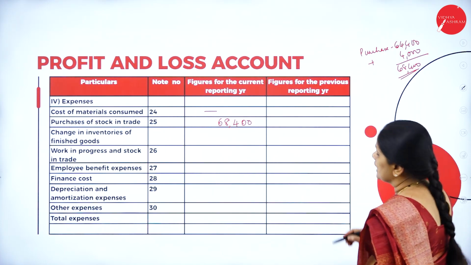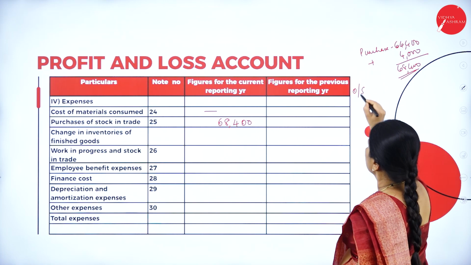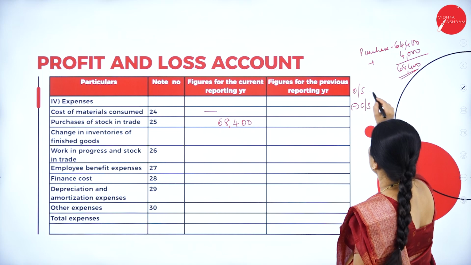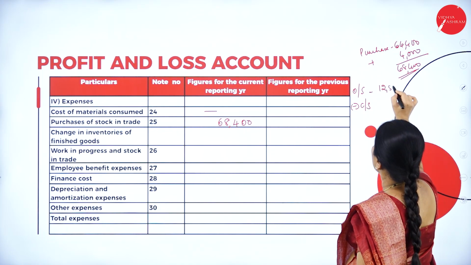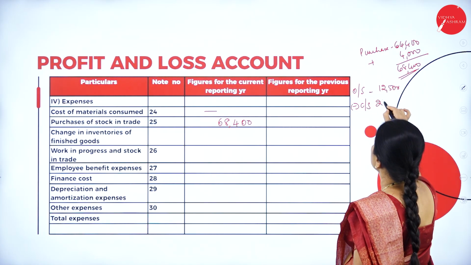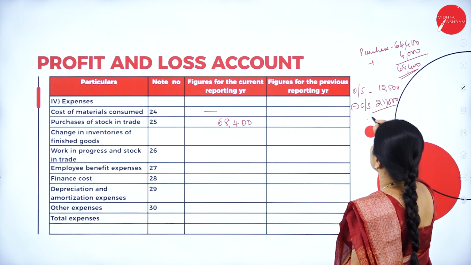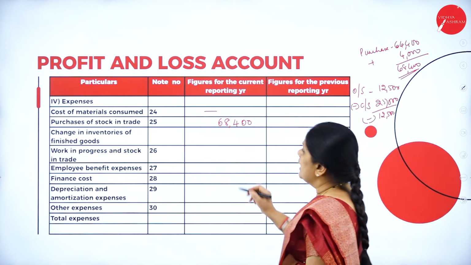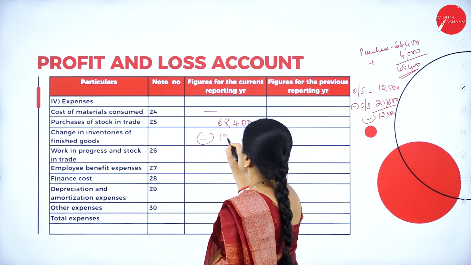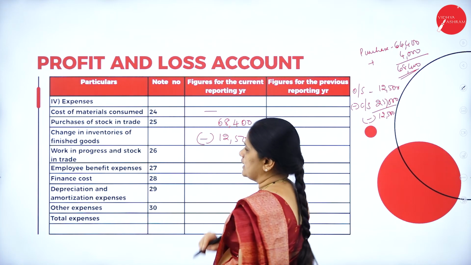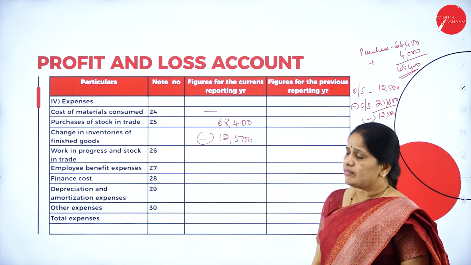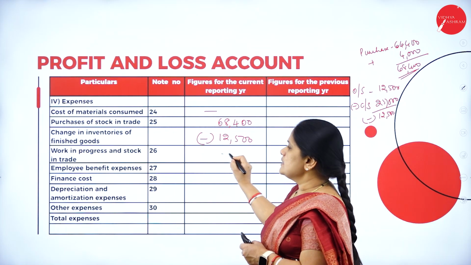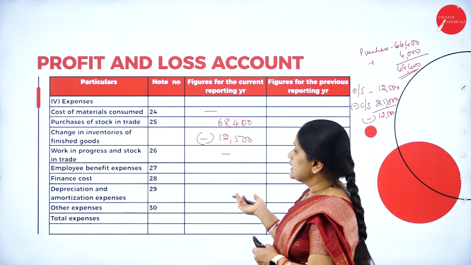The next is change in inventories of finished goods. So for the change in inventories, opening stock minus closing stock. Now what is the opening stock here? Opening stock is 12,500. Closing stock is 25,000. So the difference amount is 12,500. I write it here minus 12,500. Then next we have work in progress and stock in trade. So this is not given here.